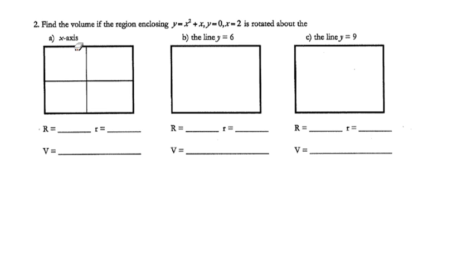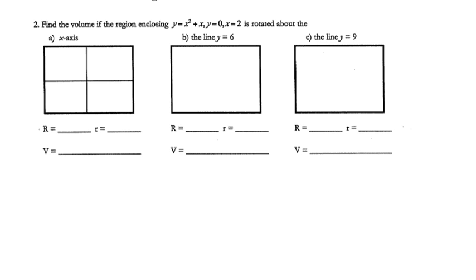Okay, we're going to look at another volume of rotation problem. In this case, number 2. Find the volume if the region enclosing y equals x squared plus x, y equals 0, and x equals 2 is rotated about A, the x-axis, B, the line y equals 6, and C, the line y equals 9.